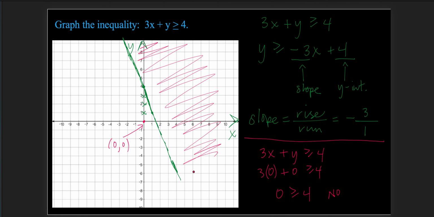If it was yes, I would shade to include that test point. And you can pick another test point anywhere else and plug it in, and you have to work it out and see if you get a true statement, and it tells you which way to graph. And that's how to graph an inequality.